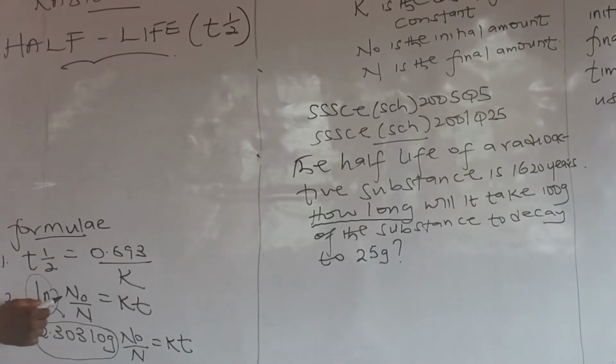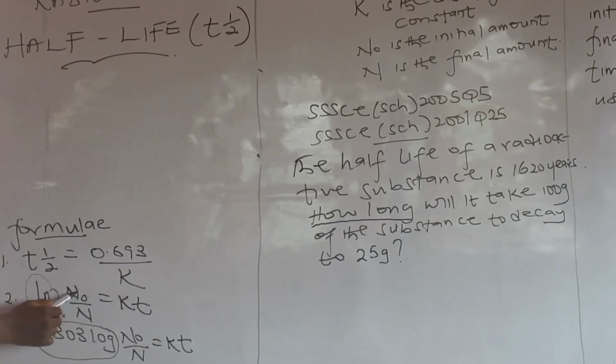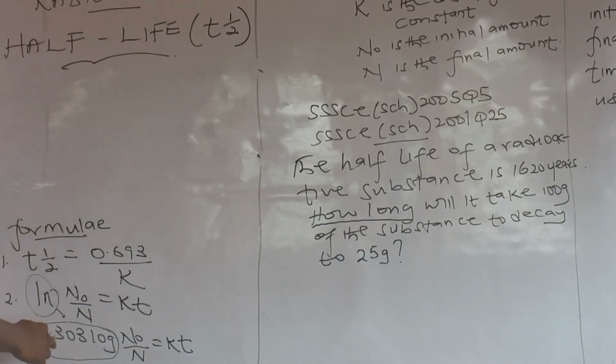So in order to make it easy, this thing is quantified like this. So we use 2.303 log. When I punch natural log of 100 over 25, it's the same answer as punching 2.303 log 100 over 25. So you can check and see. We will see questions where we have to use this formula and not this.